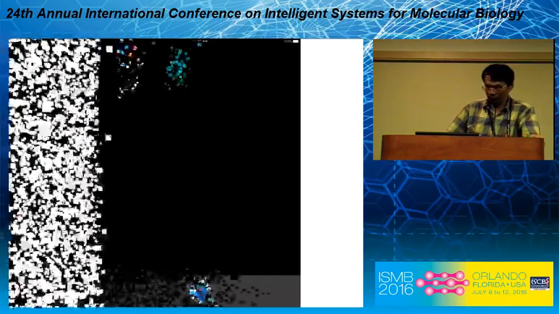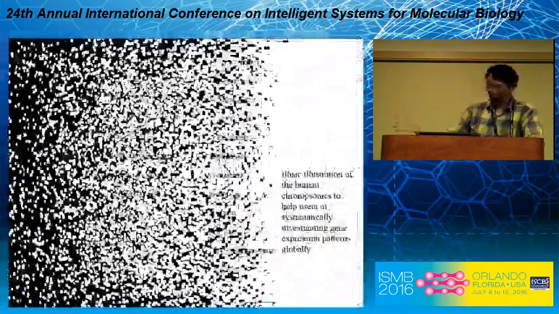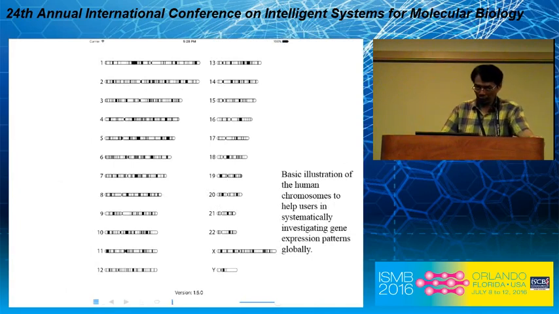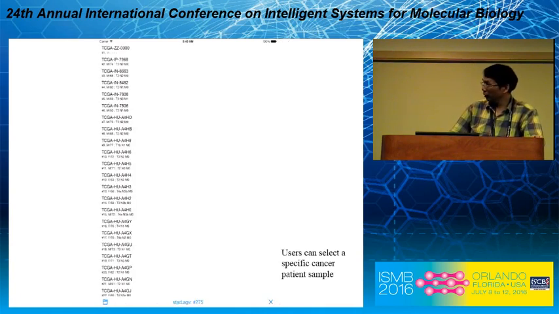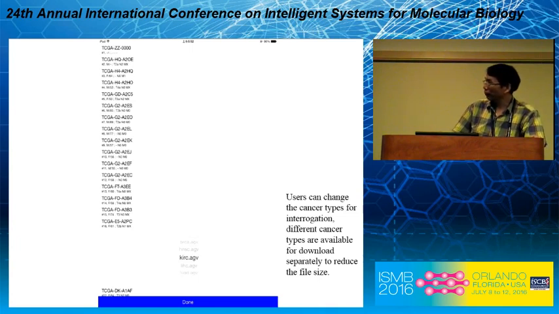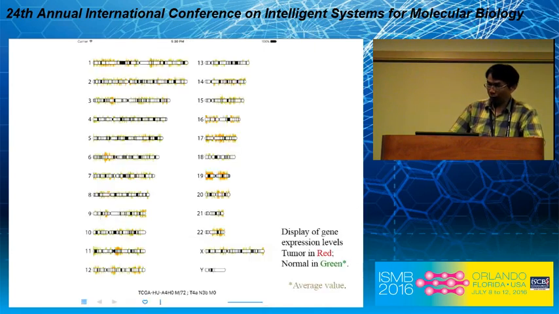You start with the app, and basically you see the basic illustration of the human chromosome maps. We would like to display all the data systemically on the whole chromosome view. You can first select the sample, a specific patient sample. Here is stomach cancer with 275 patient samples in this file. You can change the cancer type and select the cancer of interest for study.